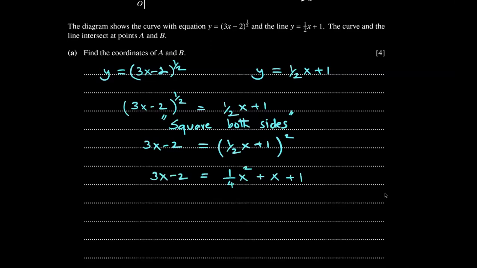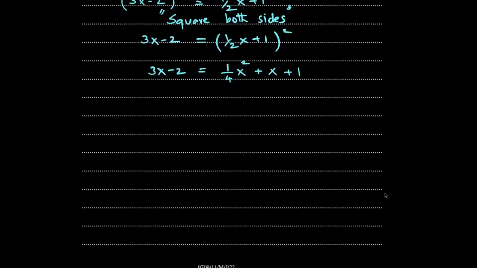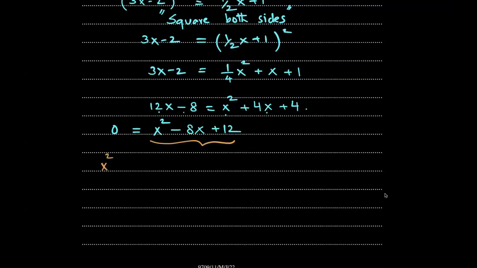Now let's multiply it out. And then what do we have? We have 4 into 3, that's 12x minus 8 equals x squared plus 4x plus 4. Let's transfer all the terms to one side. So 0 equals x squared as it is, this is 4 minus 12, that is negative 8x, and 4 plus 8, that is 12, equaling 0. Let's do middle term factorization. So this is x squared minus 6x minus 2x plus 12 equals 0. x(x minus 6) minus 2(x minus 6) equals 0.